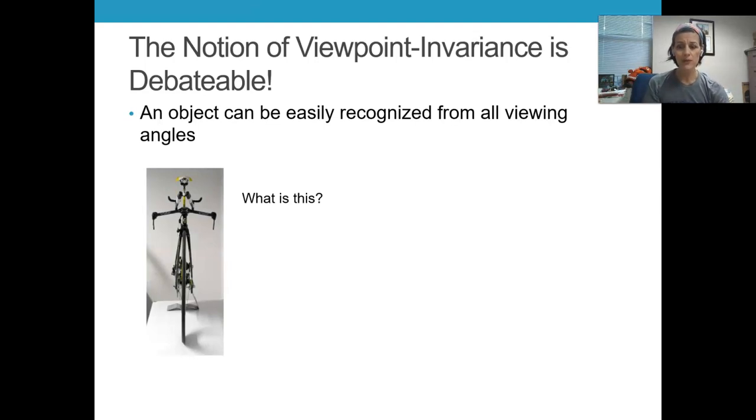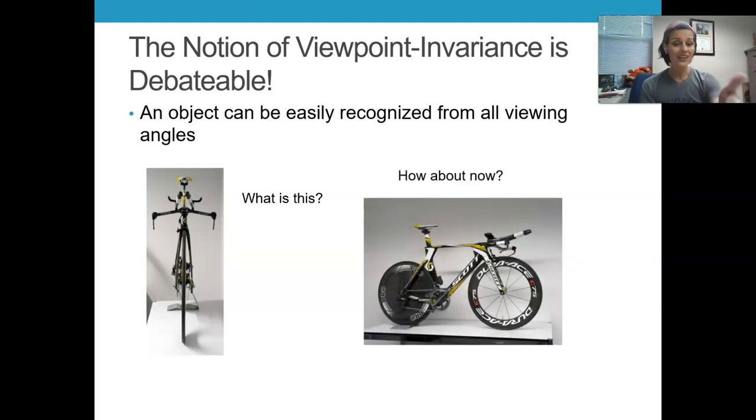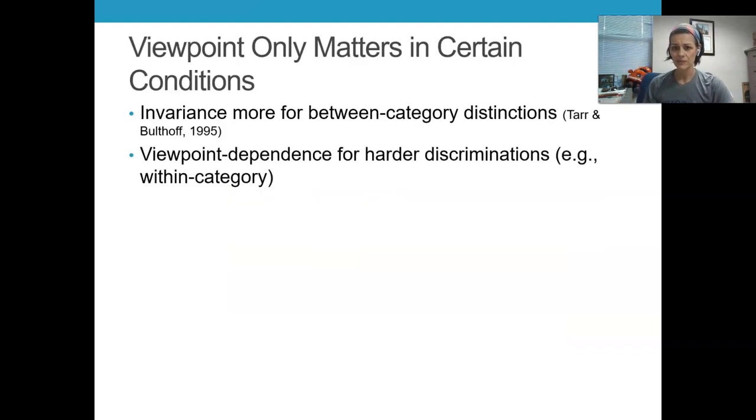You probably wouldn't be able to tell very easily from this angle. On the other hand, if I show it to you from the side, it's probably a lot easier to see that it's a bike. So viewpoint invariance, I just gave you an anecdotal case, but you can see that viewpoint clearly matters for object identification at times.